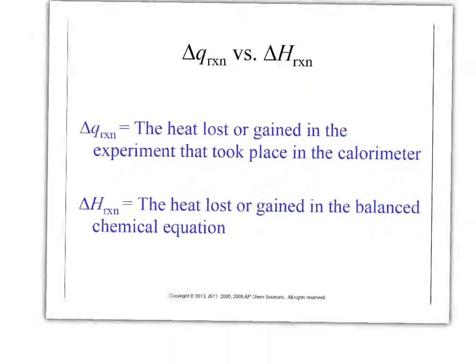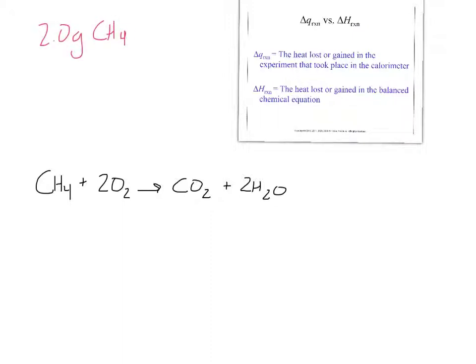So for example, let's look at the combustion of methane. Let's say we conducted an experiment where we burned 2 grams of methane. When we did that experiment, what we would find then is the delta Q of that particular reaction. So that number is useful to us only in that particular reaction, because when we burn 2 grams, we get that much energy. Great, but what happens if you burn more than that many grams? Well, that's where the delta H comes in more handy.